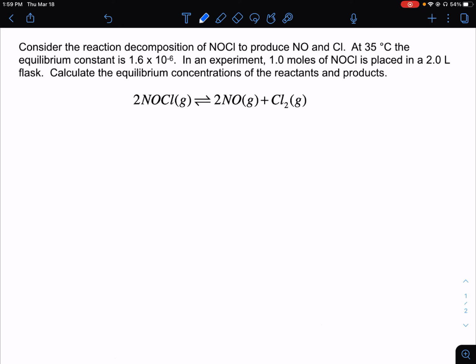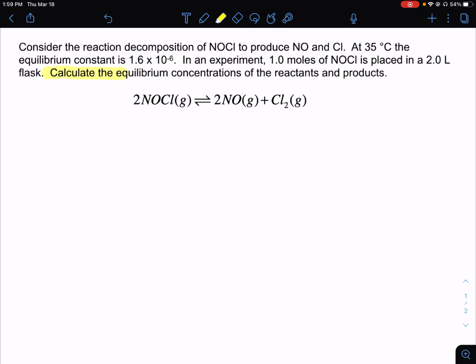So in this problem, we're going to use the 5% rule to solve a typical equilibrium problem. And we're given the problem shown here. Consider the decomposition of NOCl to produce NO and Cl2. At 35 degrees, the equilibrium constant is 1.6 times 10 to the negative 6th. In an experiment, 1 mole of NOCl is placed in a 2-liter flask. Calculate the equilibrium concentrations of the reactants and products.